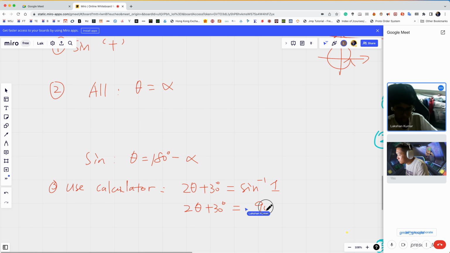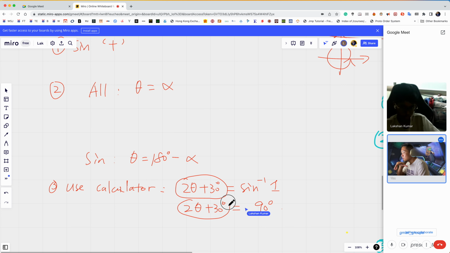Because we do 90. Okay, good. Hold on. Wait, this is the most important part. A lot of students get it wrong. Don't go and find theta first. That's the reason why I want you to see this as one whole thing. Don't rush to find theta first. So now, ask yourself, your 90 degrees is which region?